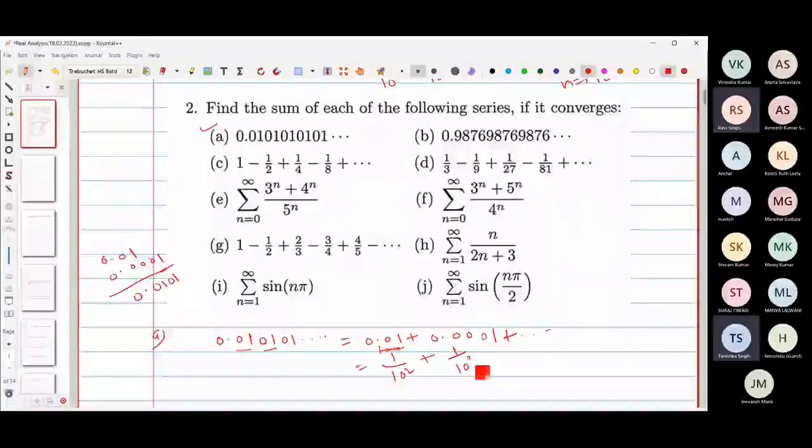10 to the power 4. Yes, 10 to the power 4. 1 0 0 0 and 0. Okay, 10 to the power 4.